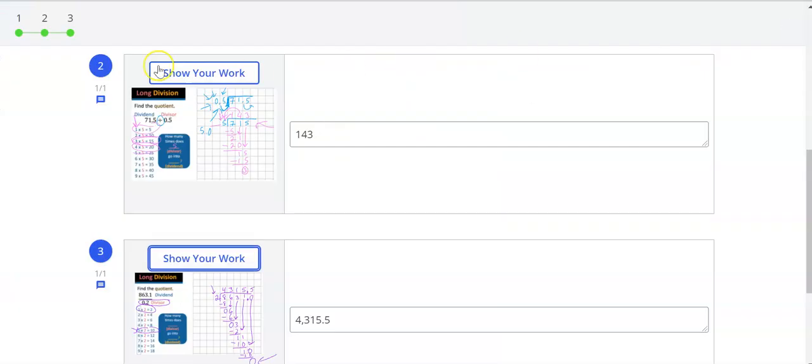So let's see if I got it right. And the green circle shows that I got it correct.